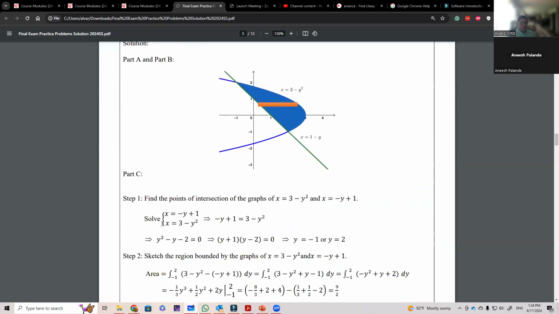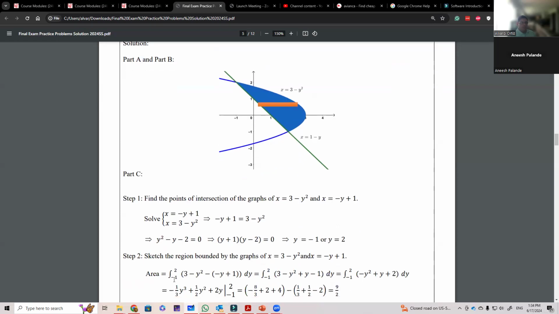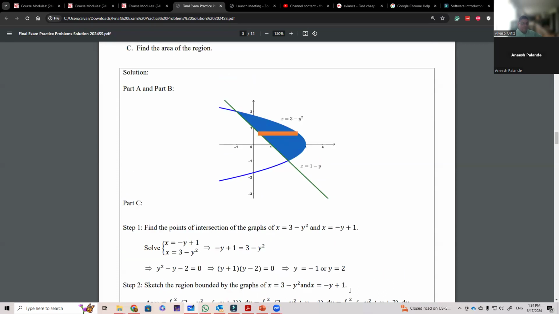So if we solve to find the intersection points, we make those two things equal. And we do exactly the same thing that we did in the previous example. We're going to find that y equals minus 1 and y equals 2 are the points of crossing. And so we can set up the area: the integral from minus 1 to 2 of 3 minus y squared minus y plus 1, which is top function minus bottom function. And that's going to give me, after integration, 9.5. And so that's the area, okay?